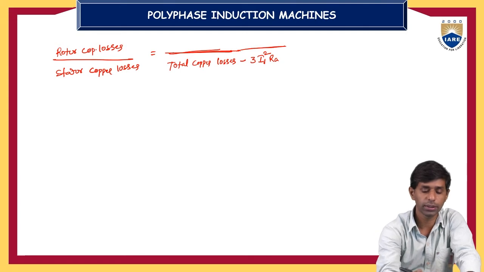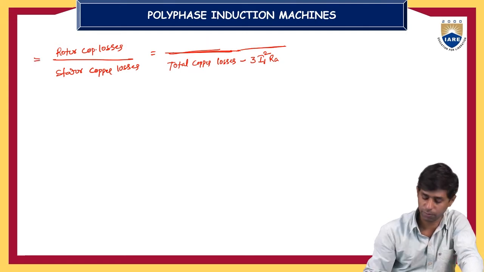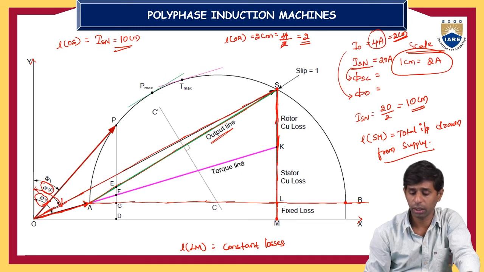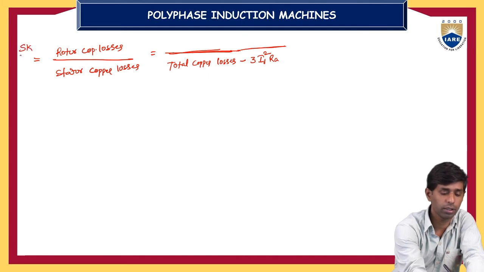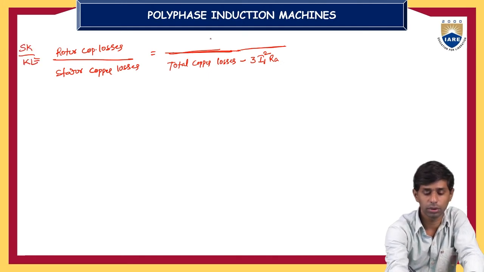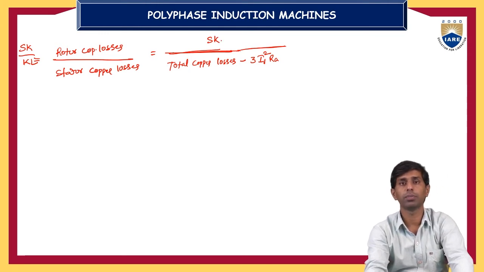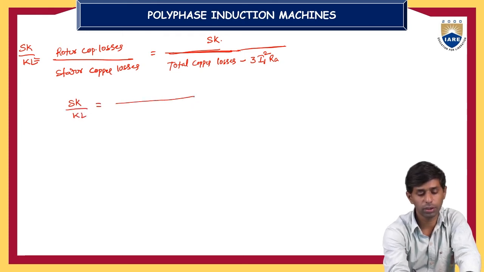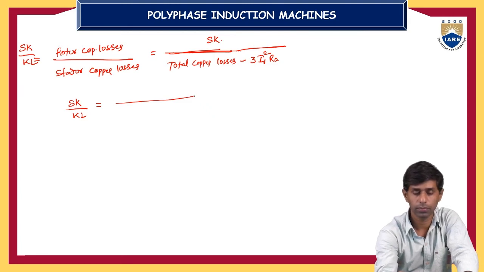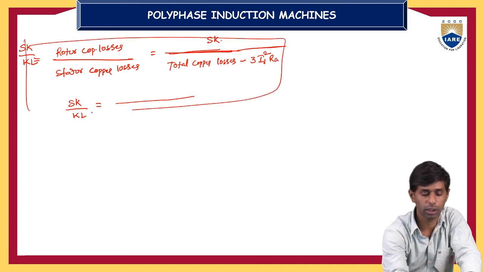RA. That is, we can represent, for example, rotor copper losses by SK and stator copper losses by KL. SK by KL is equal to, this is SK. Total copper losses will be split into SK by KL, is equal to stator copper losses... no, sorry, this is the wrong way to calculate.